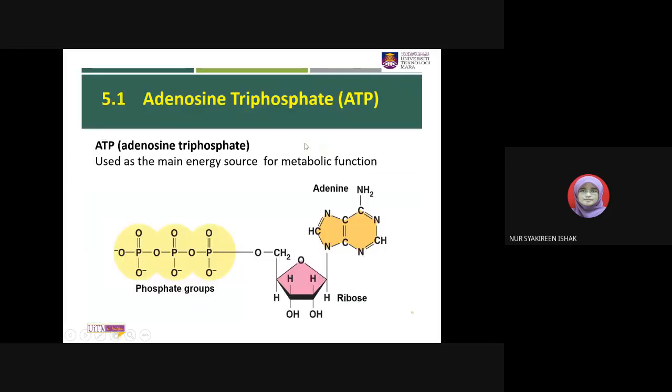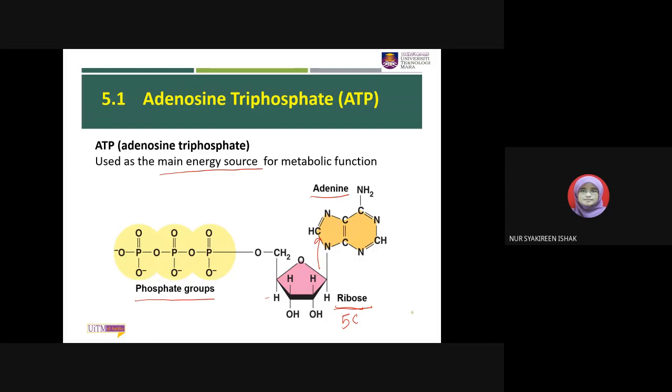Okay, so ATP. These are the basics. This is the structure of an ATP molecule. What does ATP stand for? Adenosine triphosphate, used as the main energy source for metabolic function. These are the components of ATP that you have to know. It consists of a 5-carbon sugar, which is ribose, attached to a base, which is adenine, and the ribose is also attached to 3 phosphate groups.